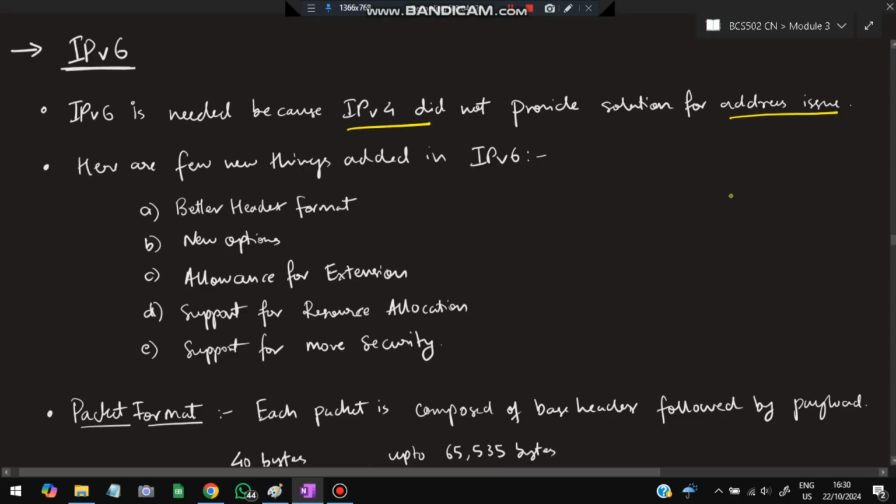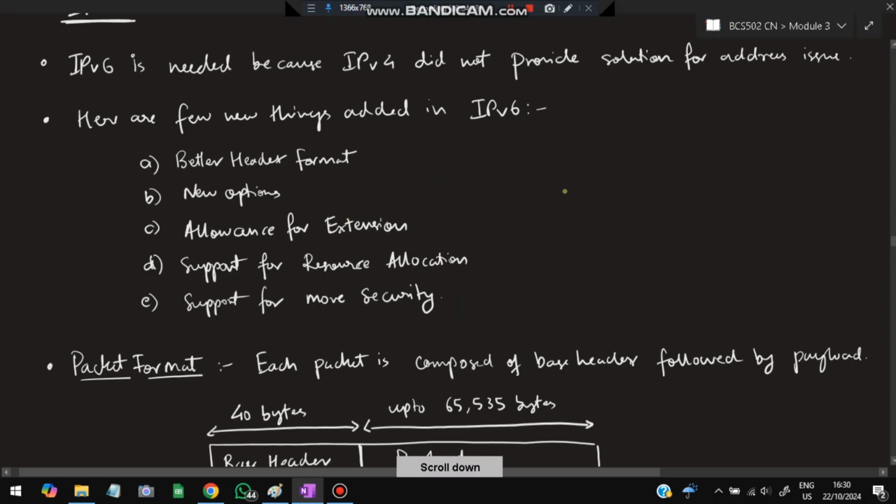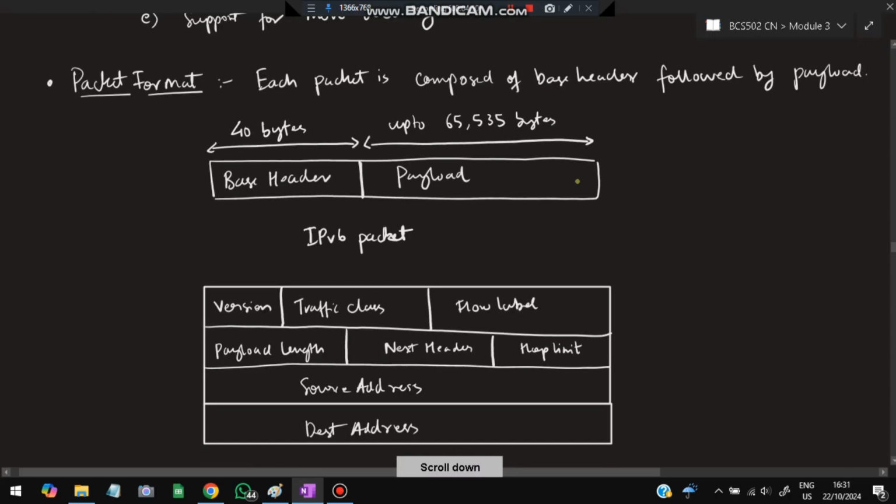As I discussed, the address space was limited and it was exhausted, so we needed a mechanism in which an address solution would be provided. So a few things were added in IPv6: a better header format, new options, extension was possible, resource allocation was possible, and there was more security. This is the packet format in IPv6.